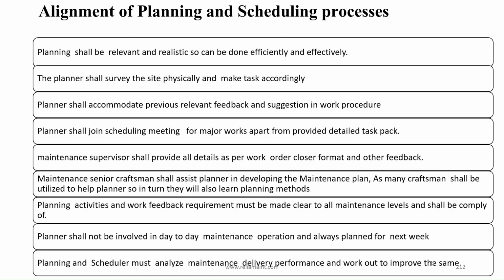Alignment of planning and scheduling processes. Planning shall be relevant and realistic, so it can be done efficiently and effectively. The planner shall survey the site physically and make tasks accordingly. Planner shall accommodate previous relevant feedback and suggestions in work procedure. Planner shall join scheduling meetings for major works apart from providing a detailed task pack. Maintenance supervisor shall provide all details as per work order closure format and other feedback.